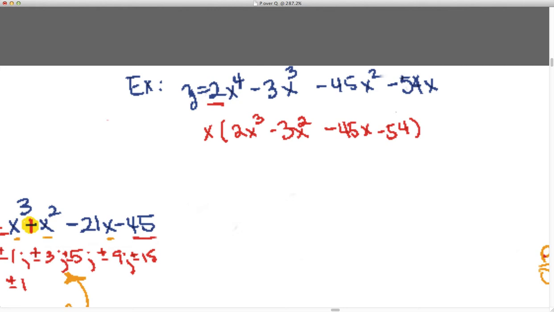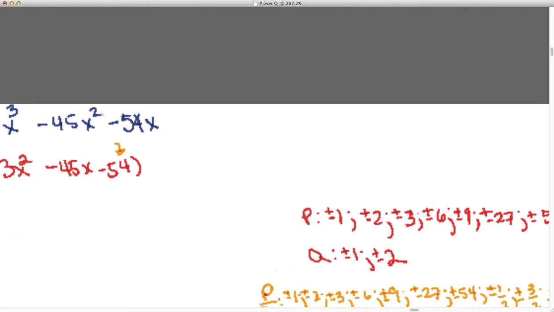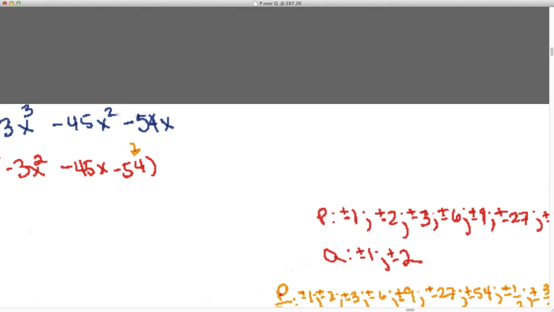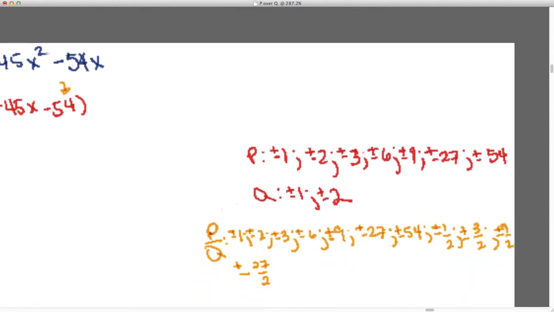Here is my constant. That's where my P comes from. This is where my Q comes from. So I've taken the liberty of writing them down already. So if I take 54, all the factors of 54 are listed in my P's. And all the factors of 2 are my Q's.